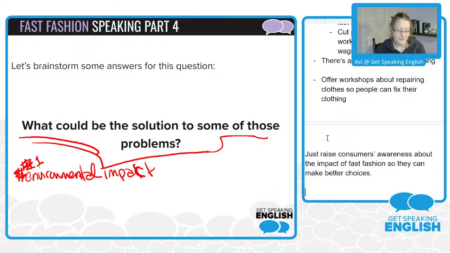Oh, that's a good idea too. Yeah, they could use sustainable techniques for making clothing as well, right? So, generating the electricity through solar panels and things like that. That's a really good idea. Yeah, that's nice.